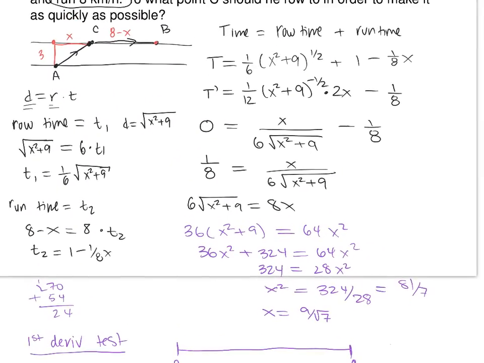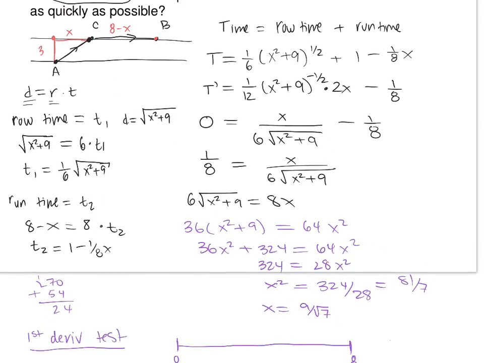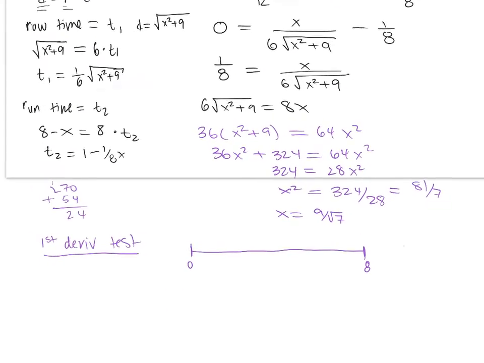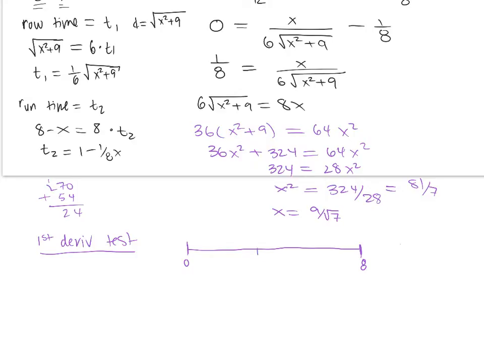0 would correspond to, in this picture you had, going like this. Does that make sense? And 8 corresponds to doing that, right? I think that's right. If x is 0, this point's over there, so that does correspond to that. If x is 8, I just moved it so you can see the picture. I moved it back up now. Okay, your critical number is somewhere in the middle, 9 over root 7, whatever.